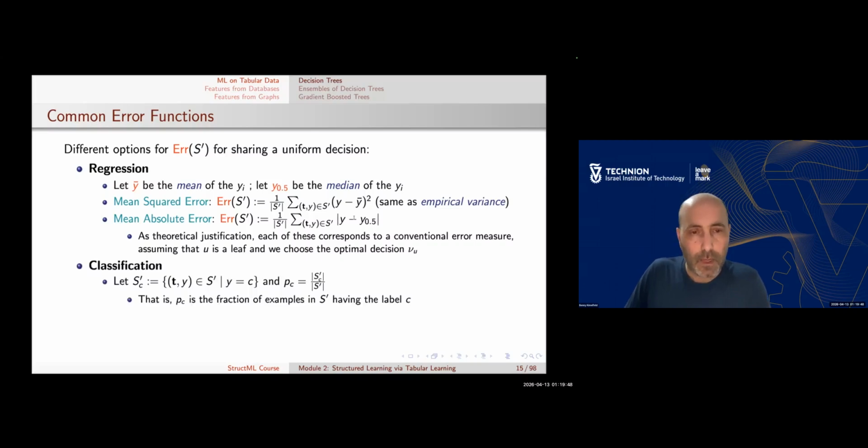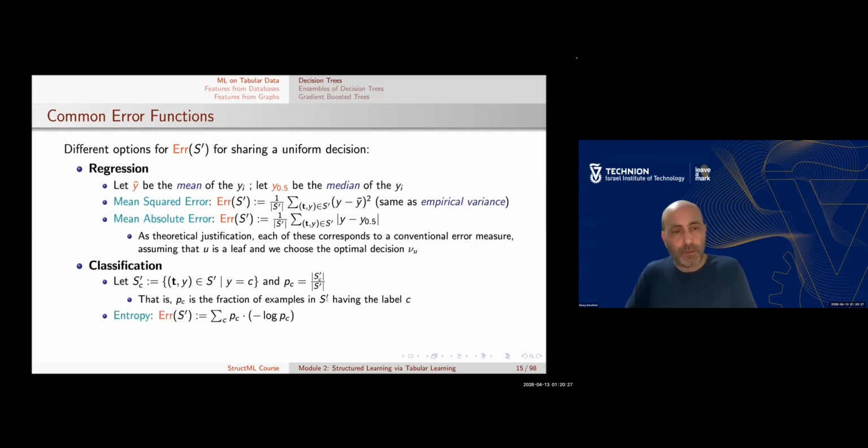You can also look at the error functions with classification. Basically, these correspond to the amount of information that you have in the set, how uniform or how similar the categories are. So if we have the set S prime, we denote by S prime C the set of examples where the label is C. So PC will be the fraction of the examples of S prime having the label C.